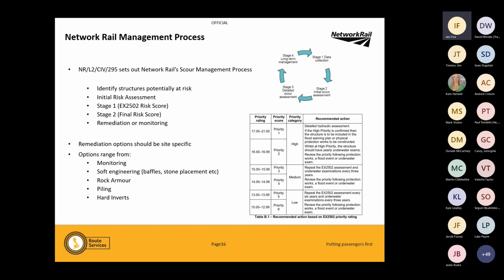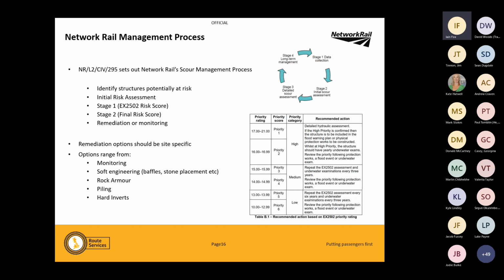We then get a final risk rating, and that then gives us an option of we can monitor it, we can remediate it, or it gives us options of what we want to do. The priority scores range from 6, which is pretty low, through to a priority 1, which is, oh my God, get somebody in the river and do something.